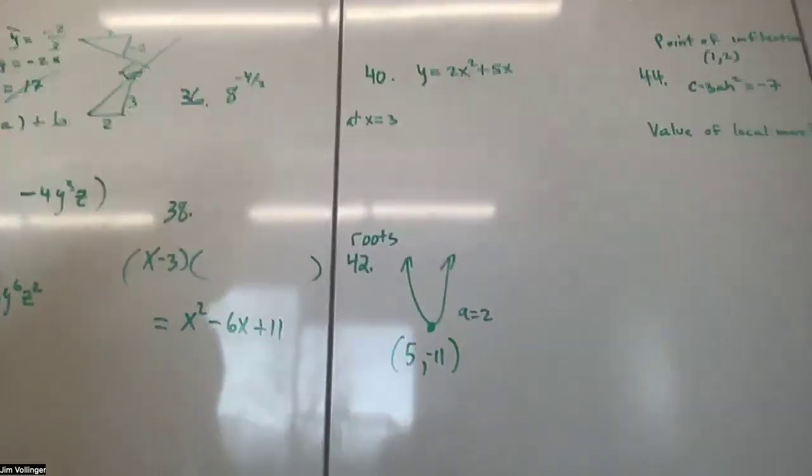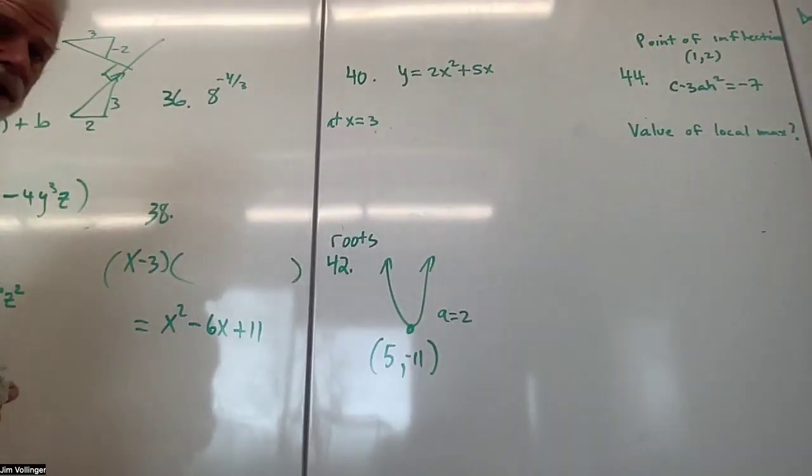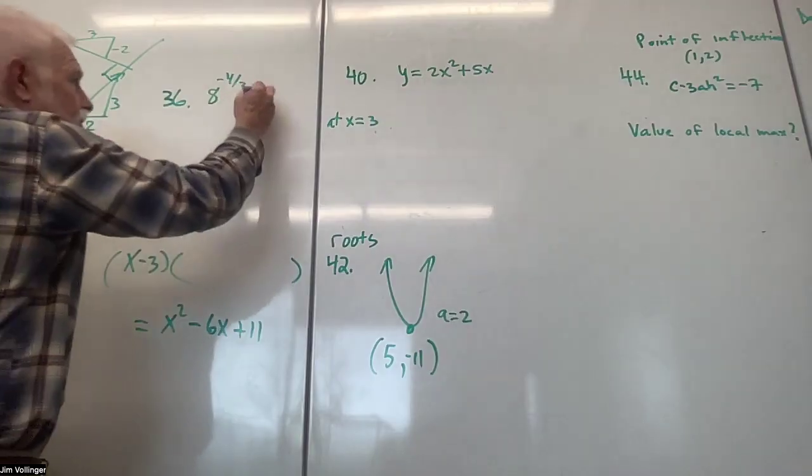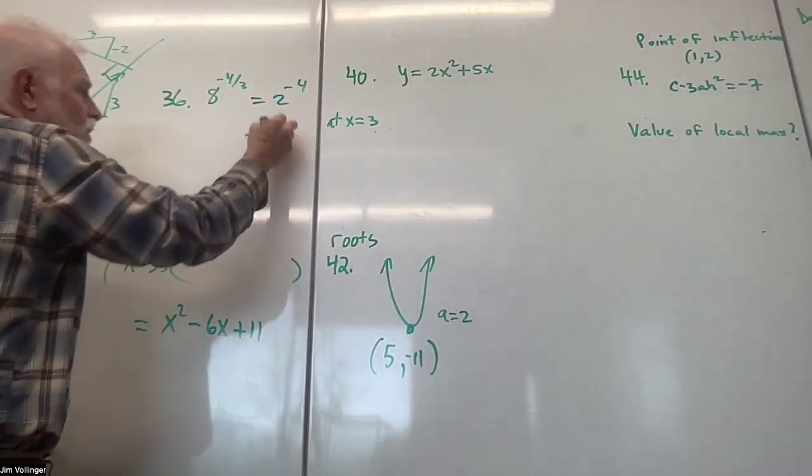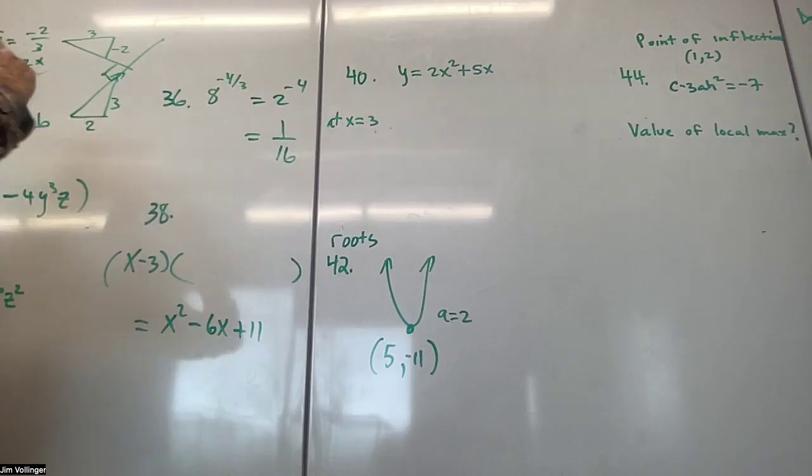Yeah, I'm hoping that you look at this and you say, piece of cake. Cube root of 8 is 2. So I got 2 to the negative 4, which is 1 over 16. We should be at that stage.